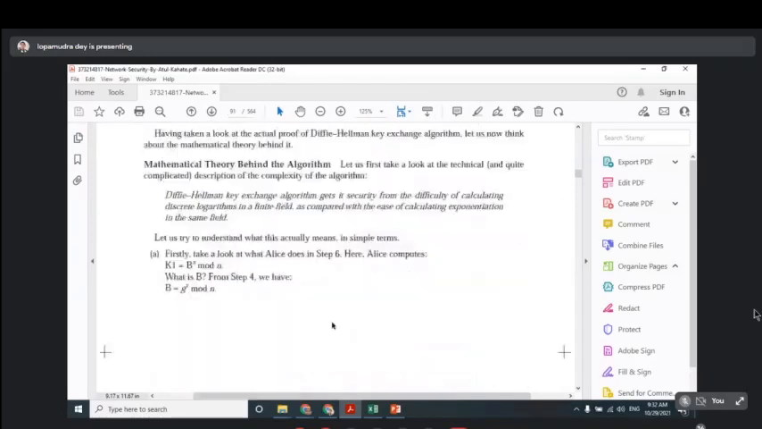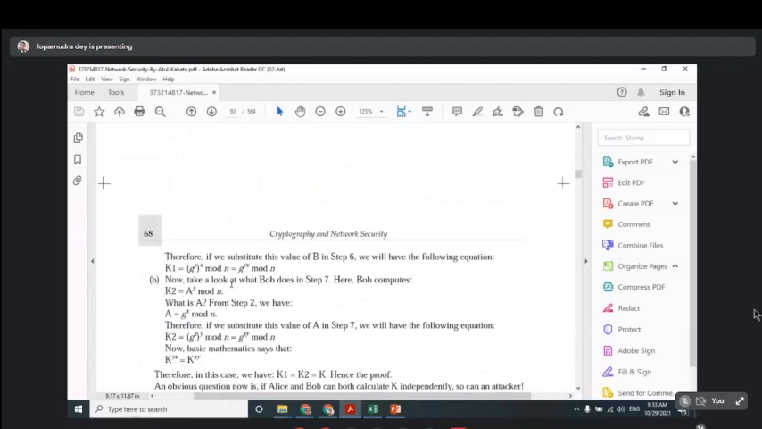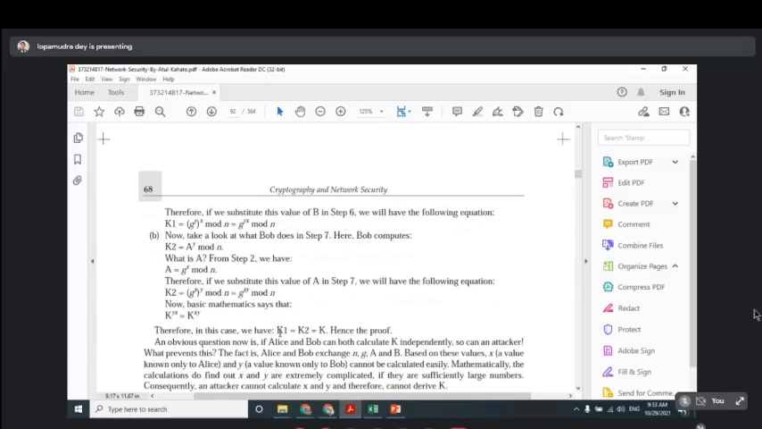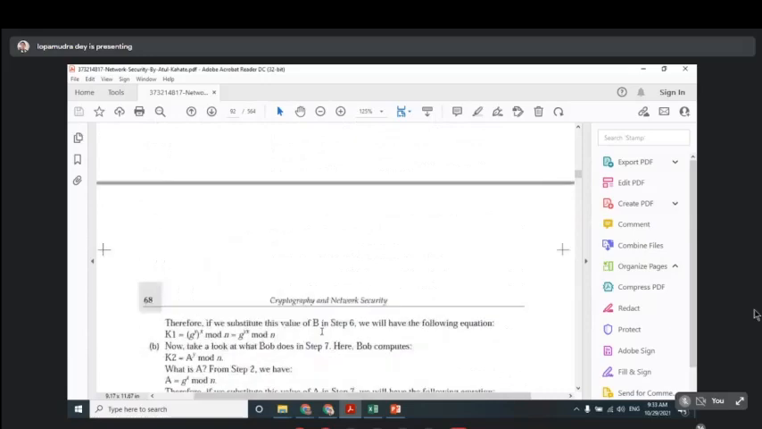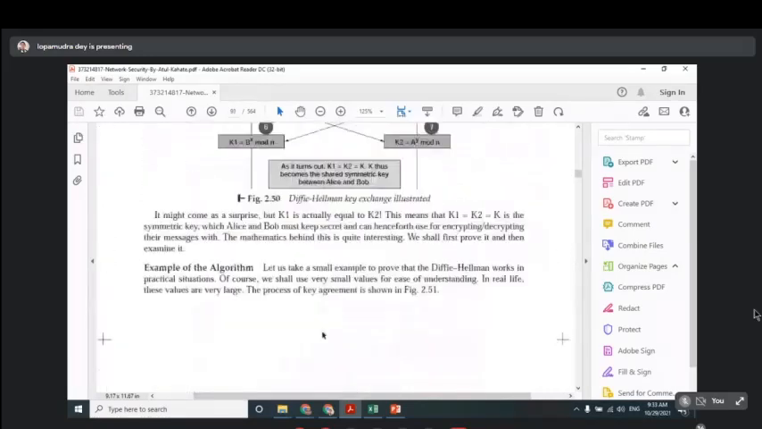So that thing is discussed again here. K1 is B to the power x mod n, and B is g to the power y mod n. If I replace this, K1 is g to the power yx mod n. Same thing. K2 is A to the power y mod n, and A is g to the power x mod n. So K2 is g to the power xy mod n. So you can see that K1 equals K2, which is the symmetric key. That is how we are not sharing the symmetric key.